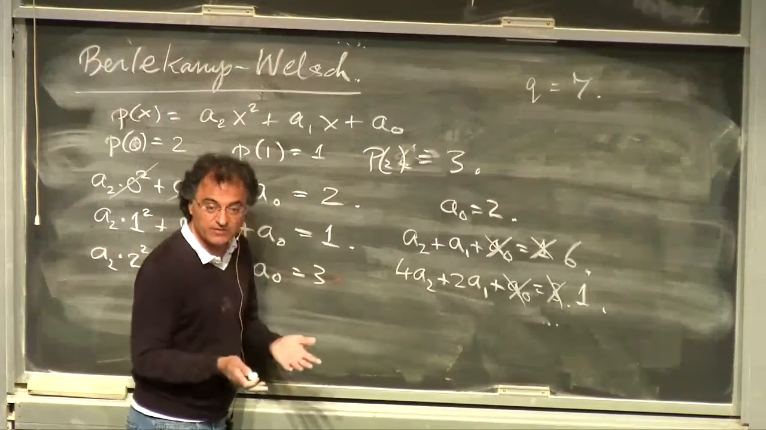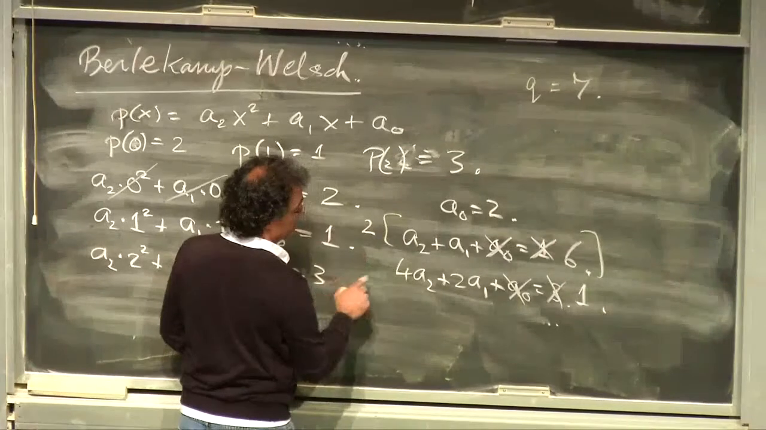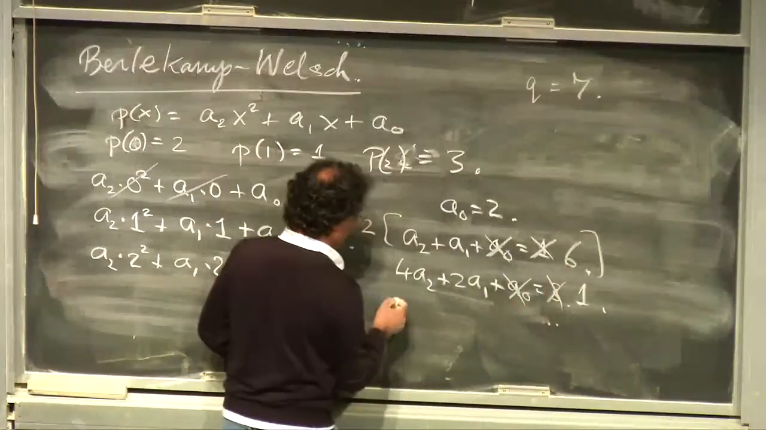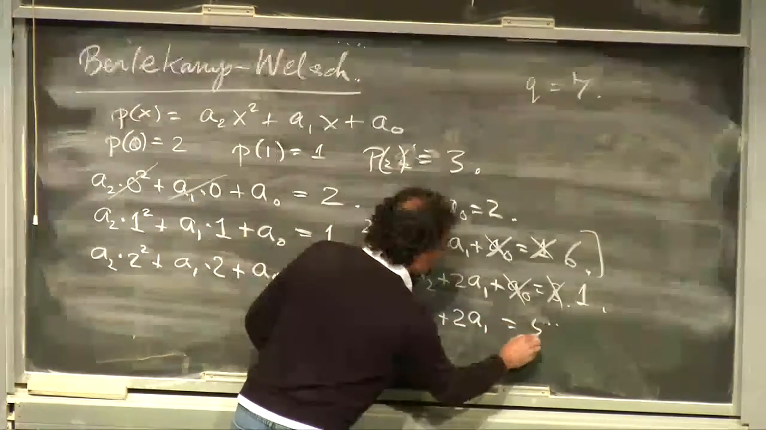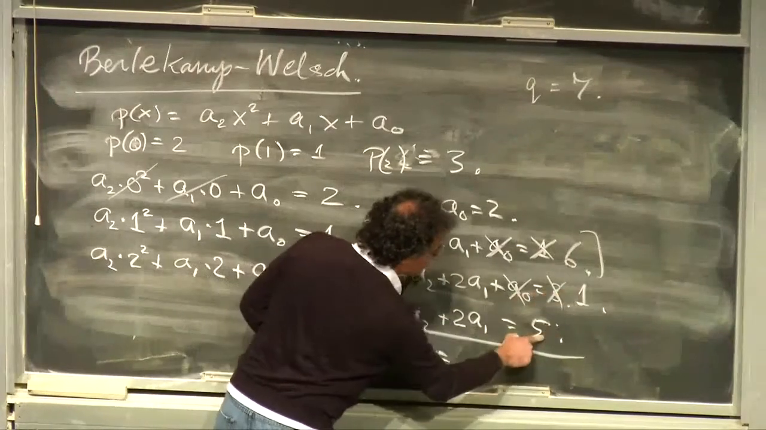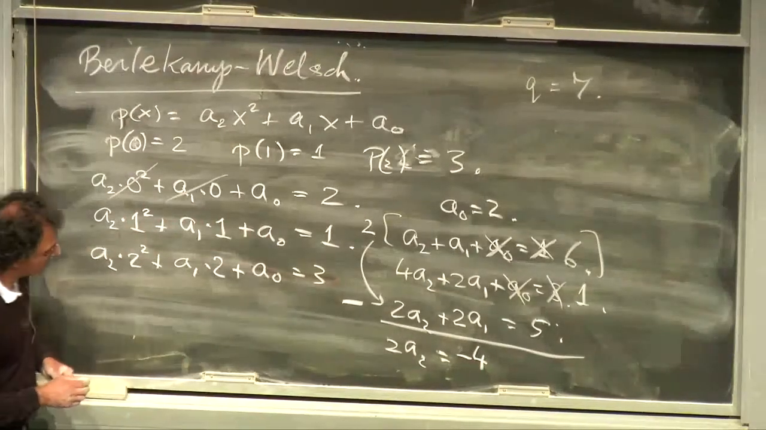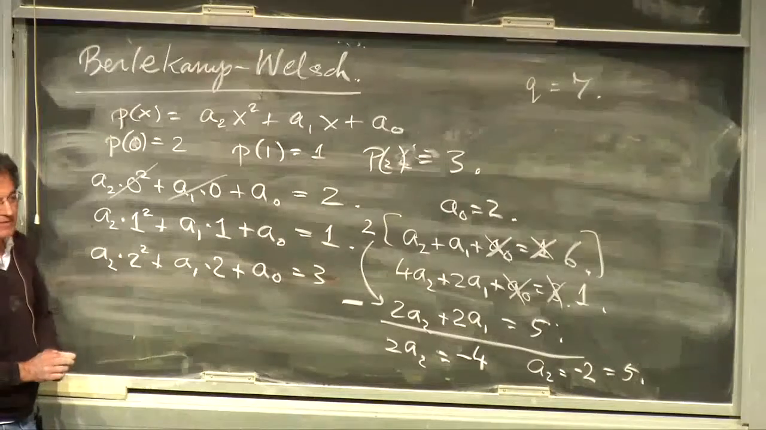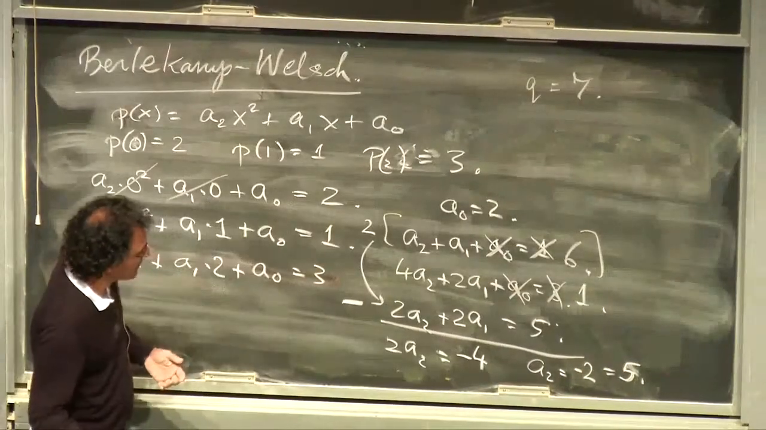So the obvious thing to do here is multiply the first equation by 2 and subtract from the second one. So you multiply this whole thing by 2, and you get 2a2 plus 2a1 equals 5. Now you subtract from that, and you get 2a2 equals minus 4. So a2 equals minus 2, which is 5. And so a1 is 1.